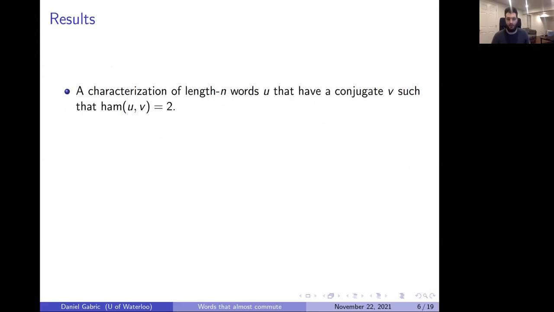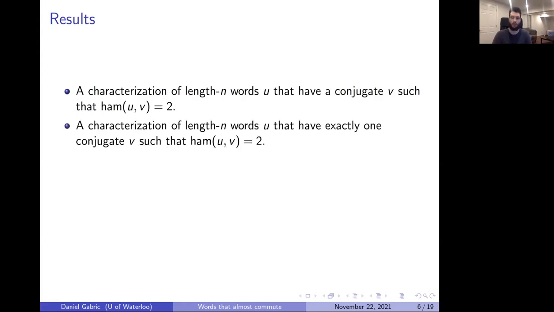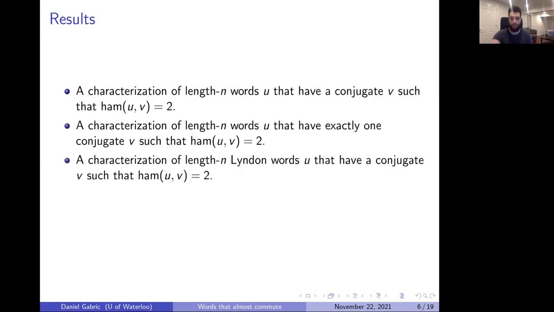So here's a brief outline of some of the results that we'll go through. We'll give a characterization of words that have a conjugate such that the Hamming distance between them is 2. We'll give a characterization of words that have exactly one conjugate such that the Hamming distance between them is 2. And a characterization of Lyndon words that have a conjugate such that the Hamming distance between them is 2. We'll give formulas for these quantities, and at the end, we'll go through some asymptotic behavior of some of these quantities as well.